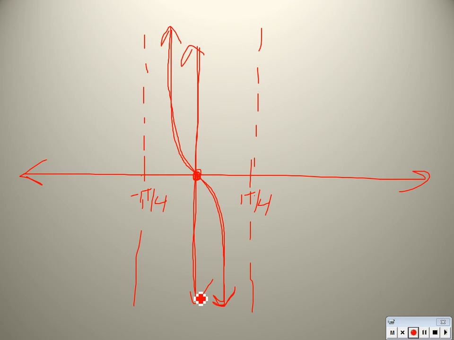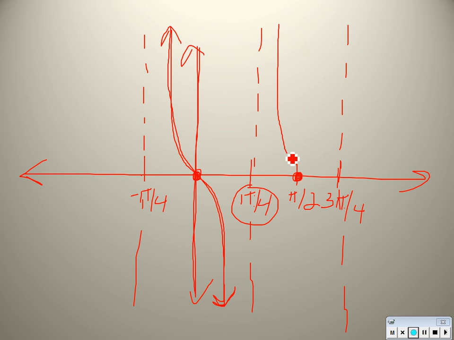If I wanted to continue this graph in both directions, remember that the period would be pi over 2. If I take pi over 4 and add pi over 2 to it, I get 3 pi over 4. If I draw an asymptote there and put my x-intercept in the middle, the midpoint between pi over 4 and 3 pi over 4 would be pi over 2. I would have an x-intercept there, and then I would draw a chair-like shape very tight to that pi over 2. That would be another full cycle of the tangent graph to the right.